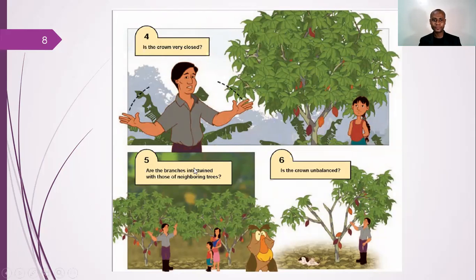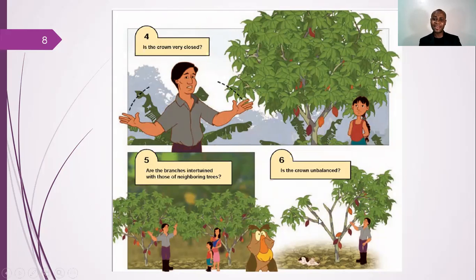How about picture number 5? Are the branches intertwined with those of neighboring branches? The answer is yes. So here, there is overlapping of branches. If there is overlapping of branches, the branches here need to be cut off. How about picture number 6? Is the crown unbalanced? The answer is yes. So you don't prune your tree like that.